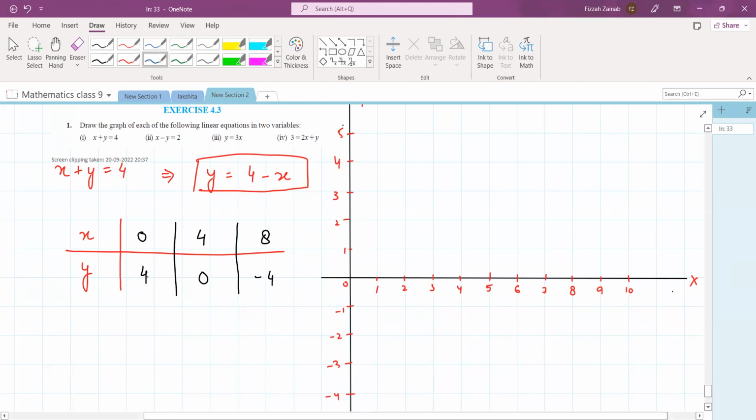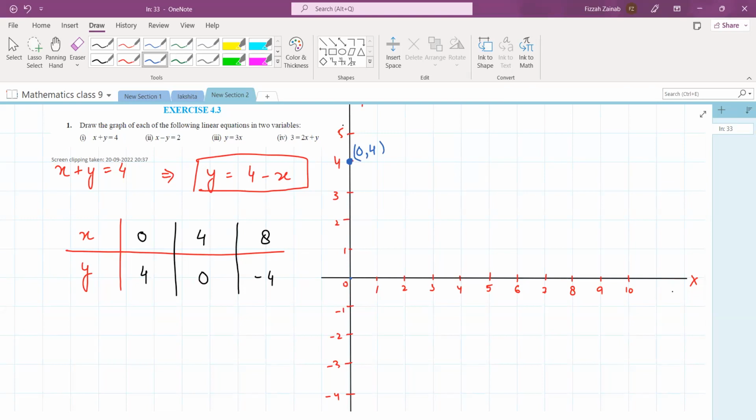Now x is 0, y is 4. X is 0 means this point, right? Then you have to move y 4. So at this point, just 1, 2, 3, 4. So this is your point, right? So this is x 0 and y 4. Clear? Right. Yes, ma'am.